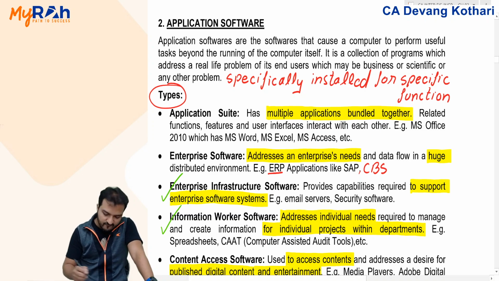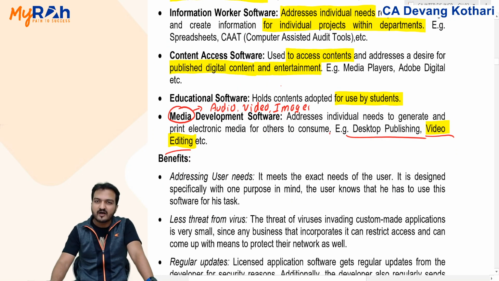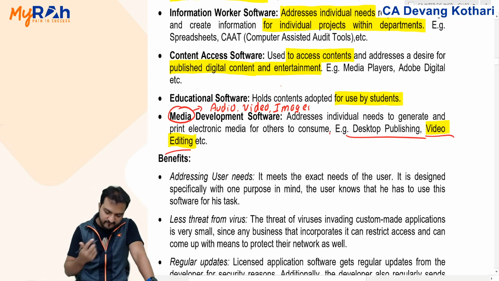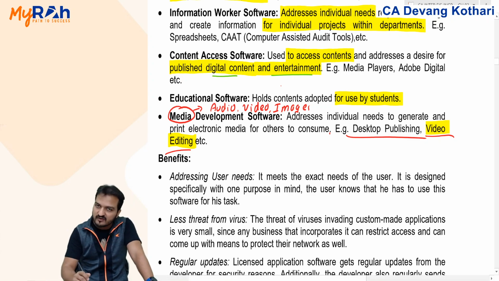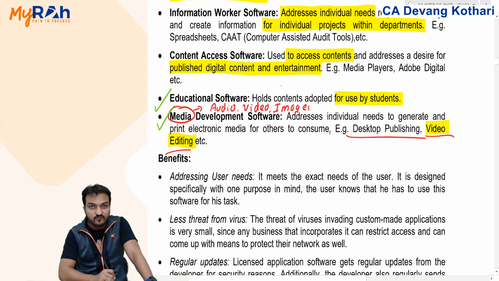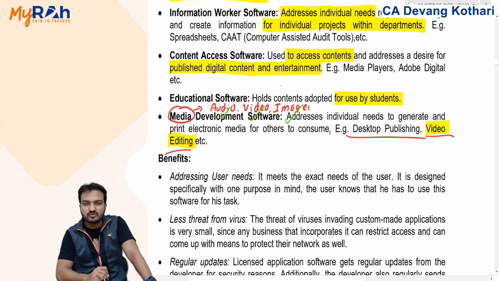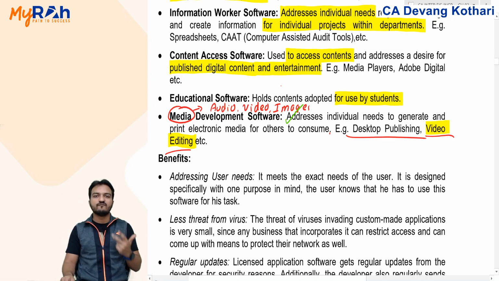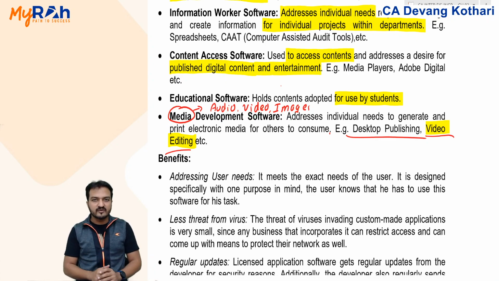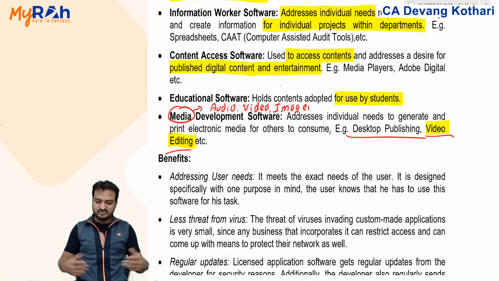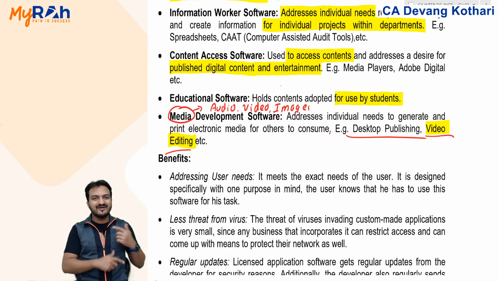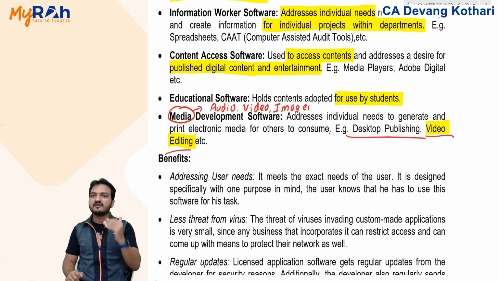Information worker software are to address individual needs for individual projects within the departments. Content access software are the softwares to access content of some files, digital content or entertainment contents. Educational software used by students. Media development software. Media means audio, video, images. Media development softwares are the softwares for creating and editing audio, video, images. Like for example, you take a group of images, join them into a video, or video editing softwares. These are all your media development softwares.